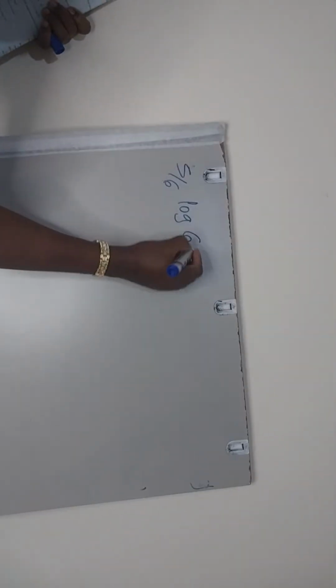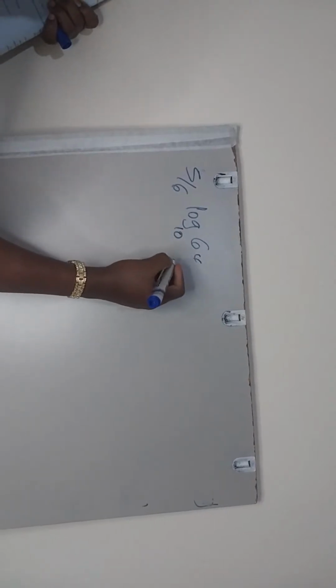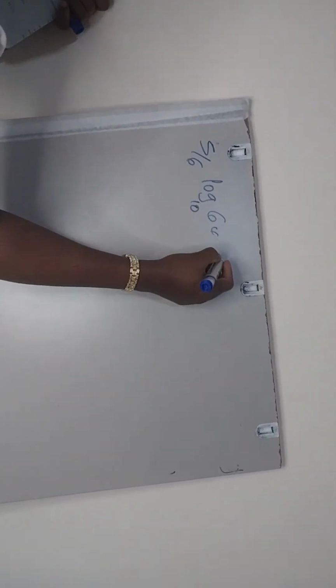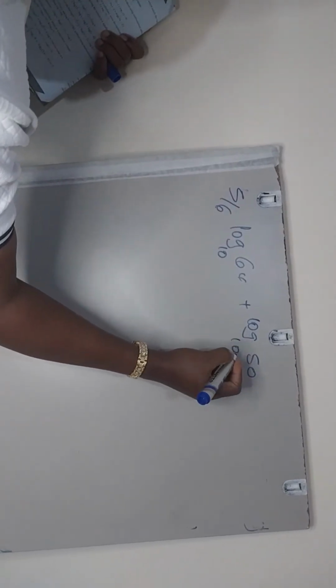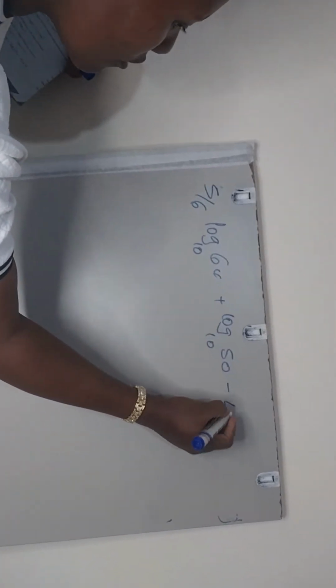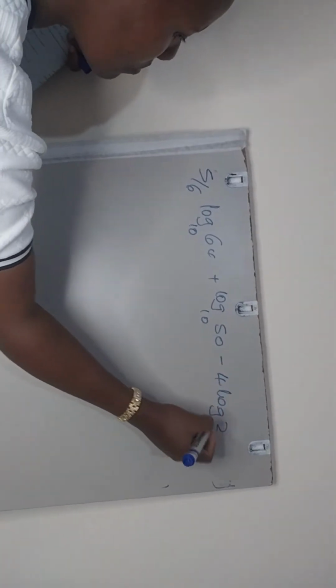5/6 of log 64 to base 10 plus log 50 to base 10 minus 4 log 2 to base 10. This is for the year 2016. Now, as you can see, this question has no equal sign.